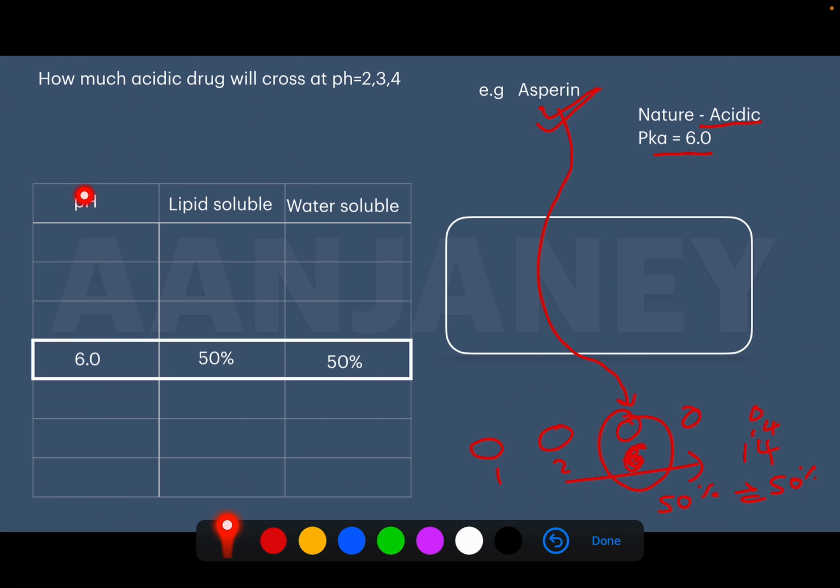So here we can say that at pH 6 it is 50% lipid soluble or non-ionized and 50% water soluble or ionized. Done. So now I know that if I increase the pH, then this acidic drug aspirin will be more dissociated, right, more water soluble, and it will be excreted, rather than if I decrease the pH or make it more acidic, then it will be more lipid soluble and it won't get dissolved in its ions.